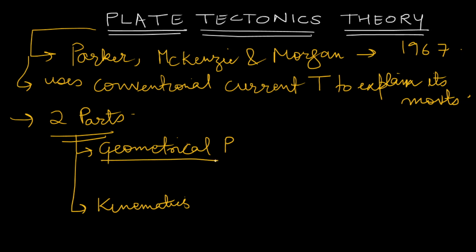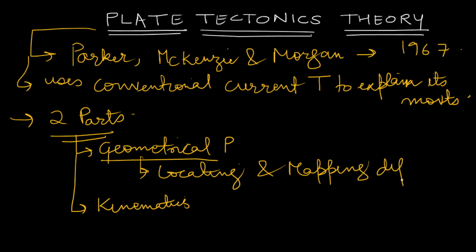So what is this geometrical part? The geometrical part is that here we have to locate and map different plates. Okay. So first in this theory, what these three, that is Parker, McKenzie, and Morgan, have done is that they have located various plates, locating and mapping different plates. And in the second part, we have to understand the plate movements and associated geophysical phenomena.